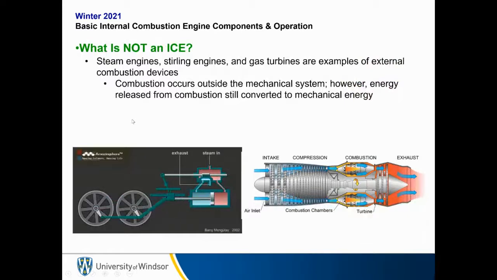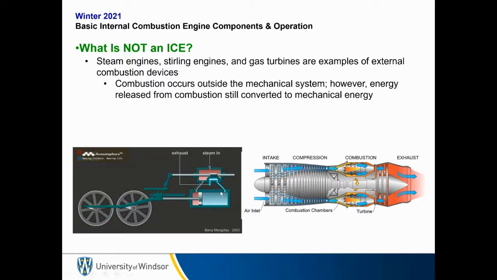Now, what is not an internal combustion engine? Steam engines, Stirling engines, gas turbines. These are examples of external combustion devices. This is where combustion occurs outside the mechanical system, i.e. the combustion is not occurring directly against the prime mover.